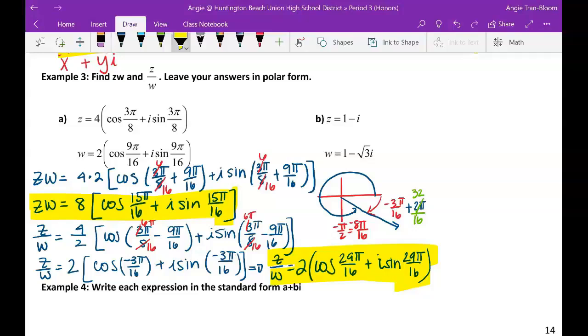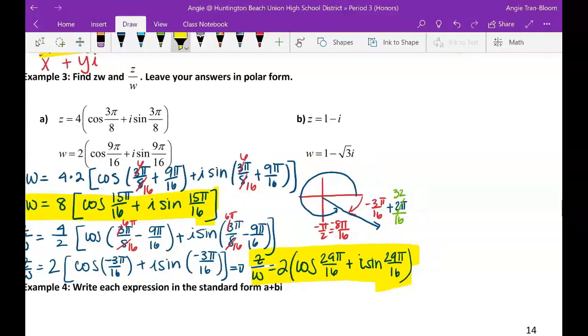So that is for that one. Now, what if they give you a problem, but that's not in polar form? Then guess what? You have to do a little bit more work. I first have to convert it into polar form. So to convert it into polar form, I would need to find r and theta.